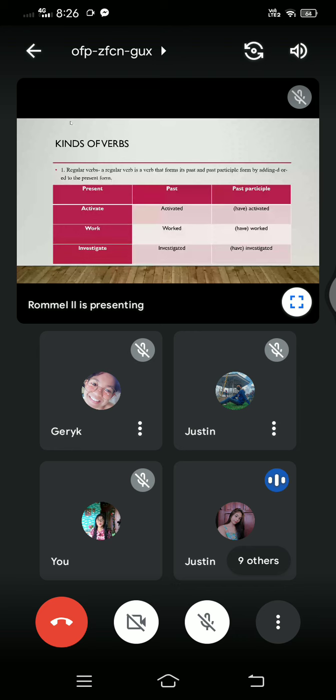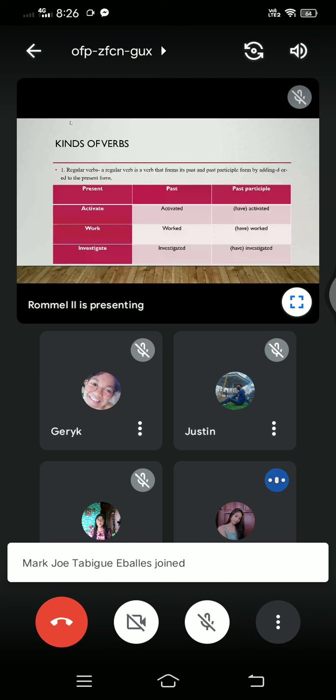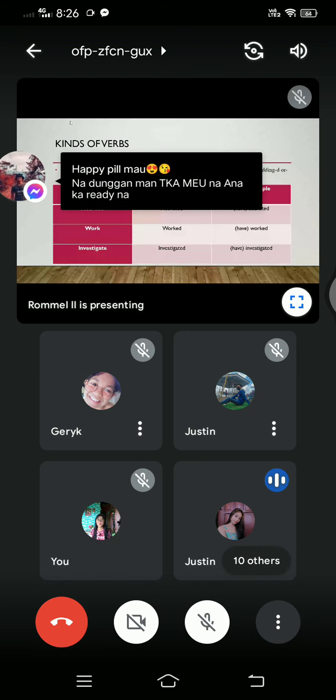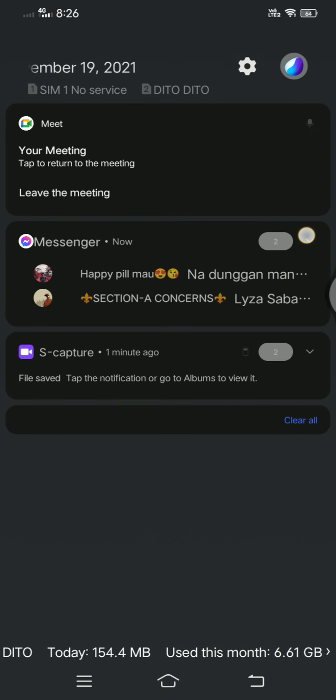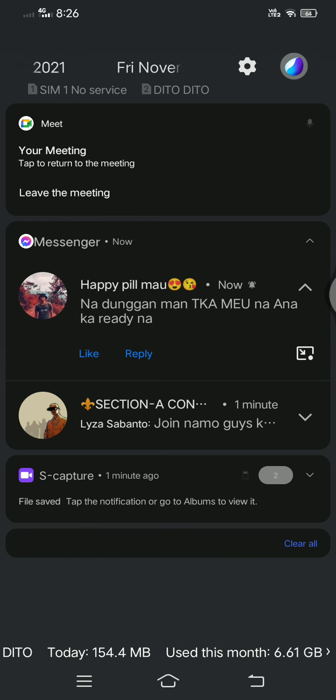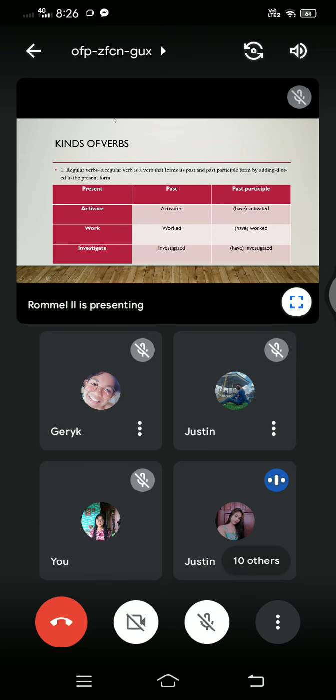A regular verb is a verb that forms its past and past participle by adding D or ED to the present form. When we say present, it doesn't have ED yet. When the action is already done, it's already past, so we add ED. For example, activate becomes activated because the action is done. We add D or ED. In the case of activate, we add only D because it already has an E at the end. So just D.